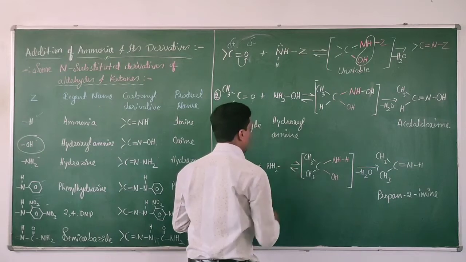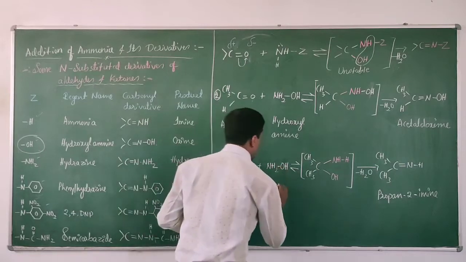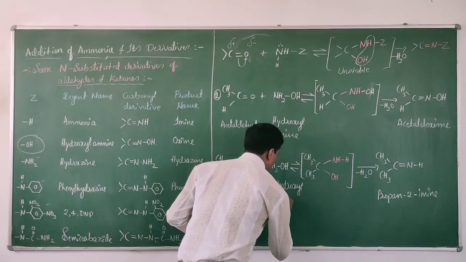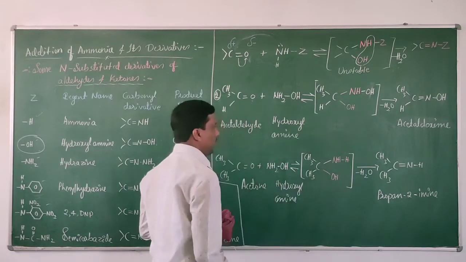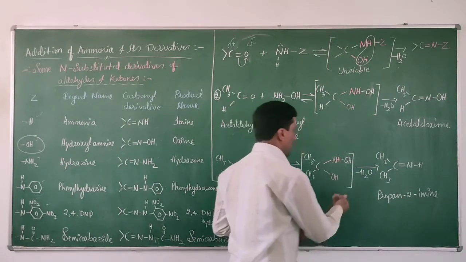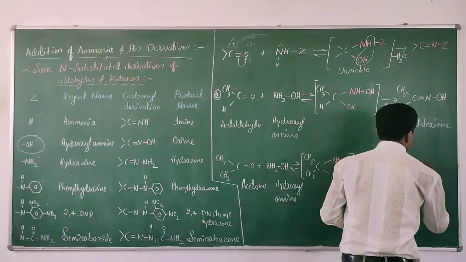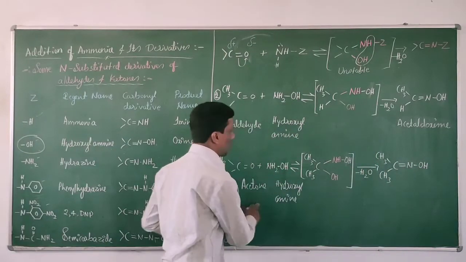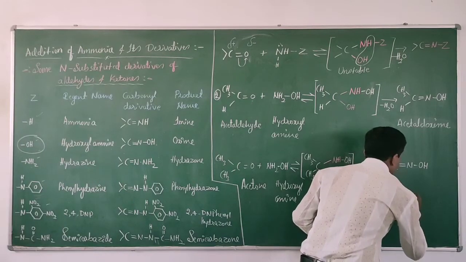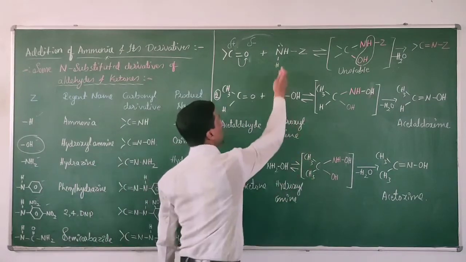Same here, in the place of Z, let us take OH. This is acetone. This is hydroxylamine. It forms an intermediate. Here we should have the OH. It will lose the water, and then we will have the final product from the acetone. Its name is acetoxime.